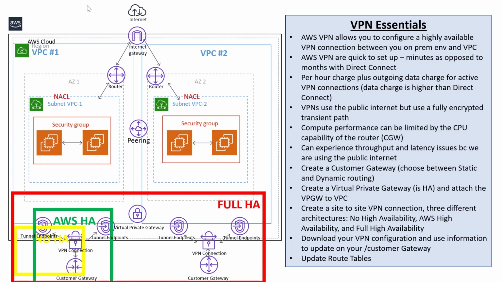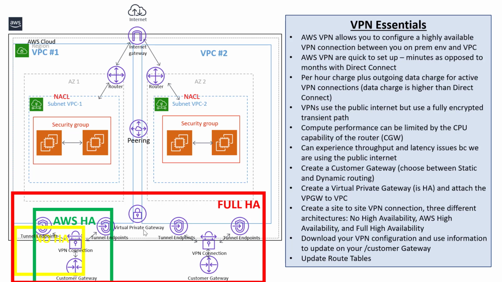Dynamic routing, however, allows you to exchange that information dynamically using the BGP protocol, and this is mostly used in production environments. And if you do choose to use dynamic routing, you must provide a BGP ASN number, and that's the Autonomous System Number. And if you don't know what yours is for your network, you can always use a private ASN.